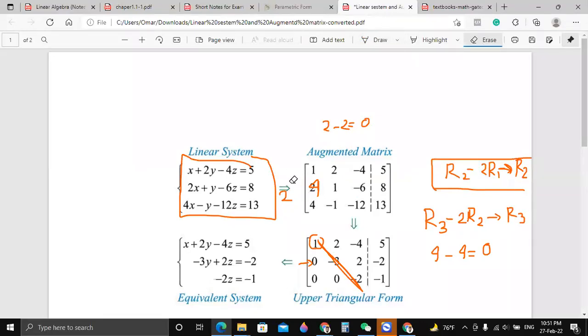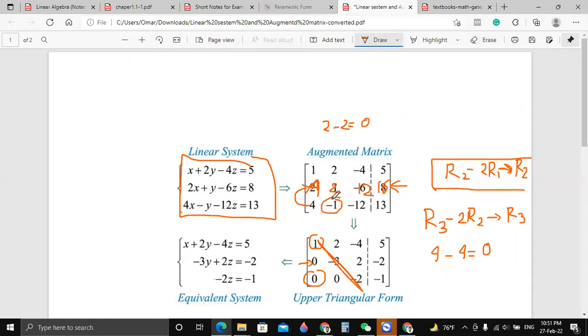So again, I'm multiplying 2 with row 2. Okay, so 2 multiply 2 is 4, 2 multiply 1 is 2, and 2 multiply minus 6 is minus 12, and 2 multiply 8 is 16. Okay, and if you subtract 2 into row 2 from row 3, you get 4 minus 4 is 0.